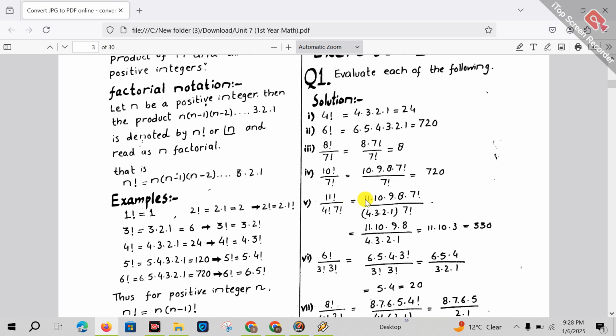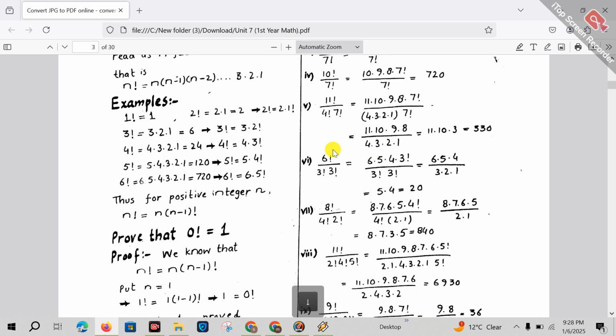So 11 factorial is equal to 11 times 10 times 9 times 8 times 7 factorial. Here 7 factorial cancels with 7 factorial. If we multiply the above numbers and divide by 24, we will get 330.